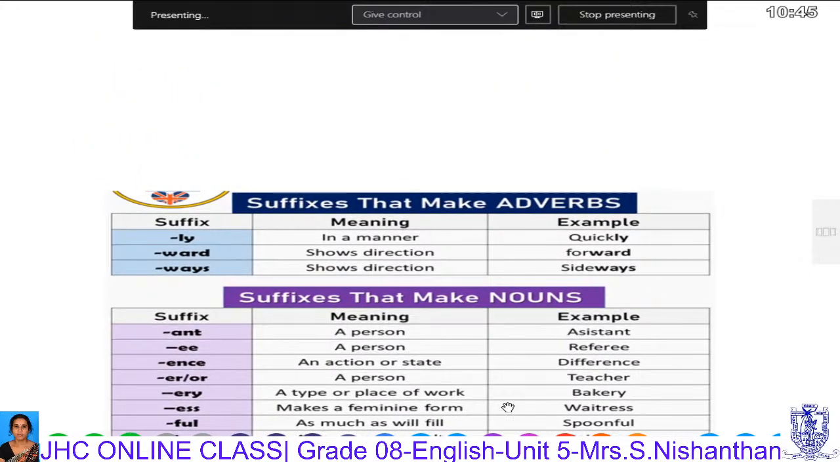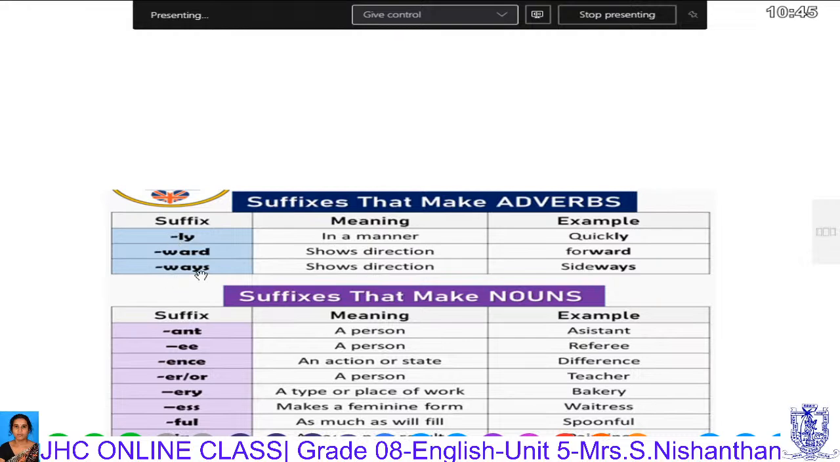Here, suffixes that make adverbs. If you can note them: ly. When the word ends with ly, the meaning is in a manner, in that way, like quickly, slowly, loudly. Ward: inwards, outwards, towards, W-A-R-D, forward, backward, like that. It shows the direction. And ways also shows the direction, sideways. These suffixes give us the adverbs.